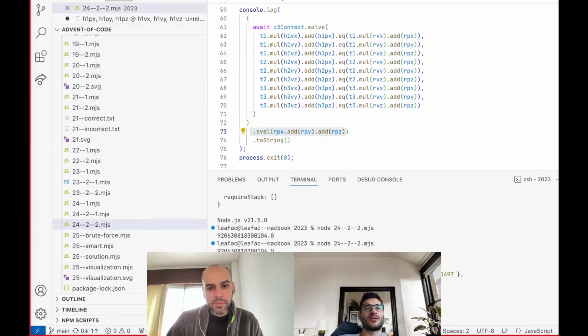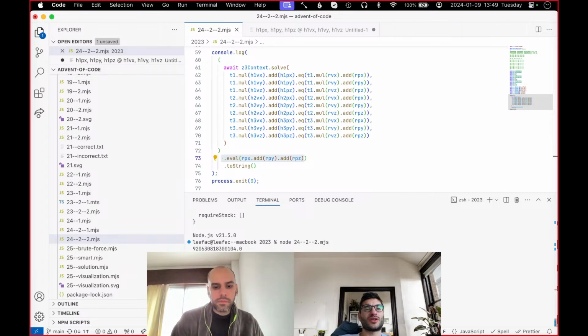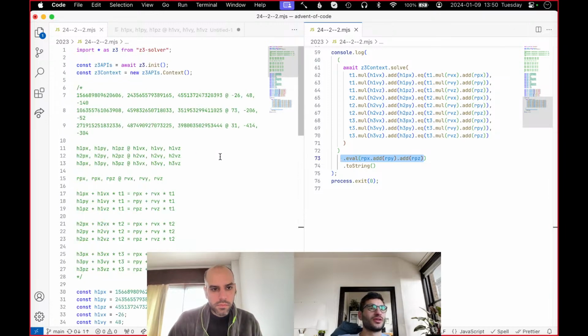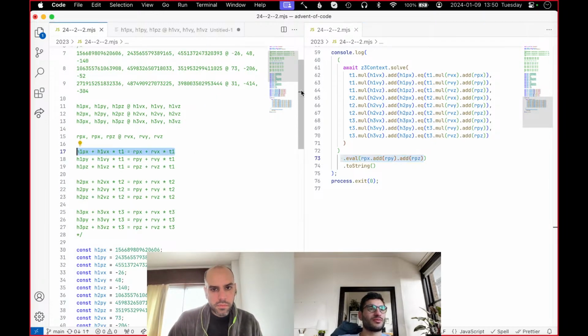Can I see the definition, the comment next to the definition? I just want to see how you've... Do you do T3 multiplied? Yeah. So I sort of inverted it because these are numbers and this is one of the symbolic variables. So I did T1 multiplied by H1Vx, then add H1Px. That needs to be equal to EQ. And then the other side, T1 multiplied by RVx plus RPx.